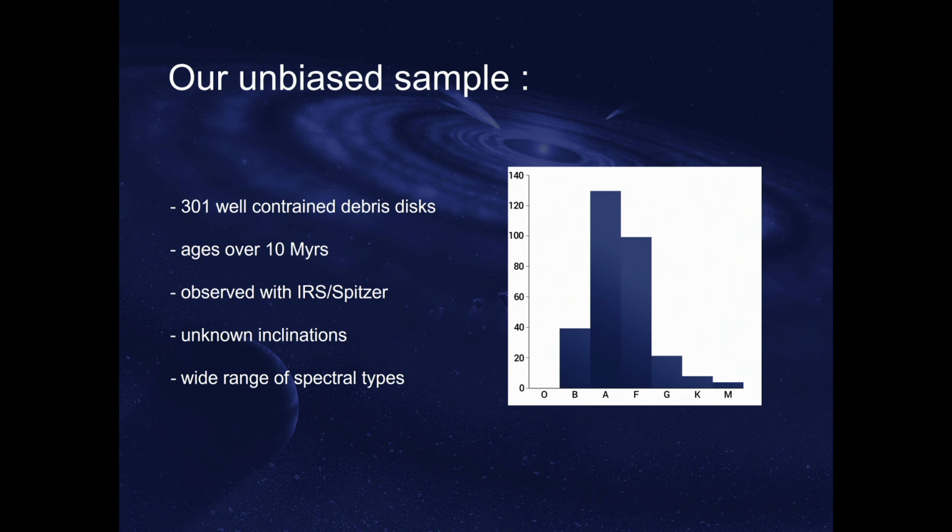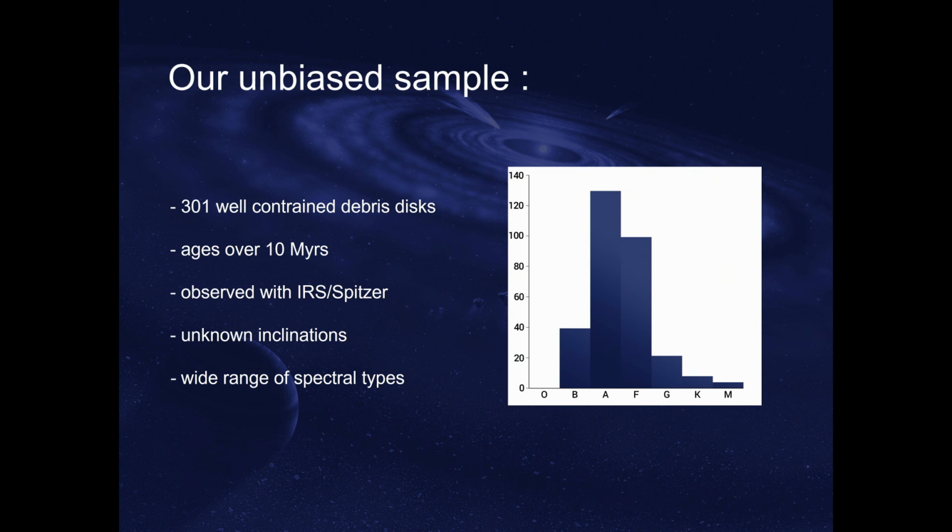I am analyzing a sample of 301 debris disks with ages over 10 million years old, so they shouldn't have gas anymore. They have all been observed with IRS Spitzer. And I call this sample unbiased because it is not selected in terms of inclinations. We don't know most of the inclinations of the disks, so it's unbiased in that way.